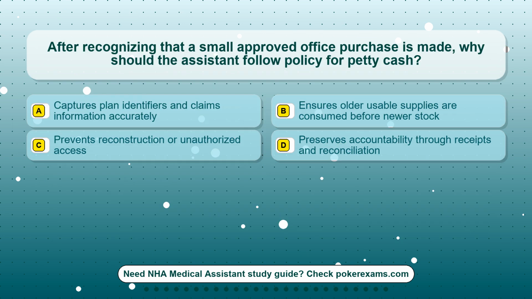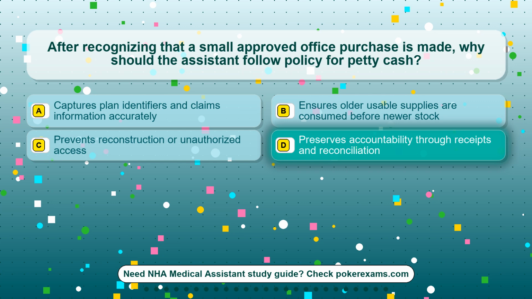Question 8. After recognizing that a small approved office purchase is made, why should the assistant follow policy for petty cash? Option A. Captures plan identifiers and claims information accurately. Option B. Ensures older usable supplies are consumed before newer stock. Option C. Prevents reconstruction or unauthorized access. Option D. Preserves accountability through receipts and reconciliation.